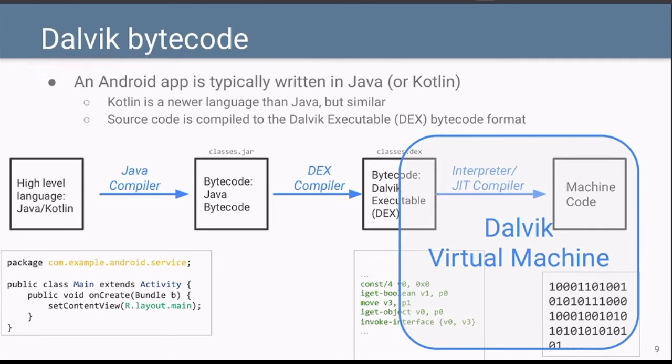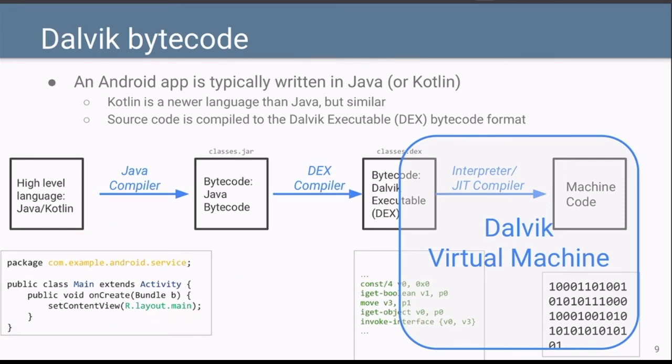So we'll look at Dalvik bytecode in particular, and that is a little bit different than in the Java world, as you've seen in the previous lecture. The Dalvik bytecode is optimized for mobile environments, so smartphones basically. So typically you would write an Android app in Java or in Kotlin, that's the high-level language. So for example, it would look something like this.